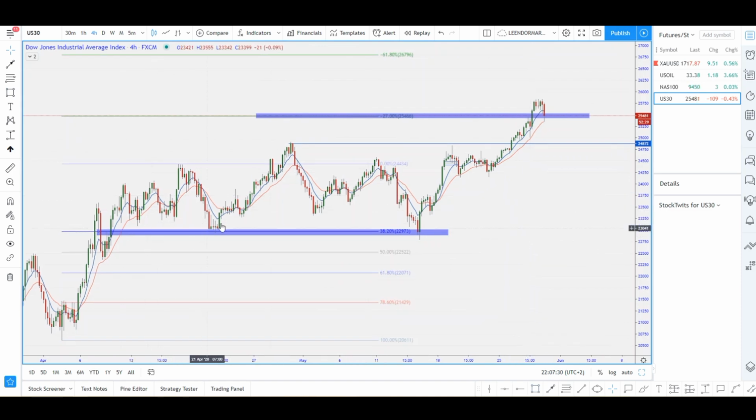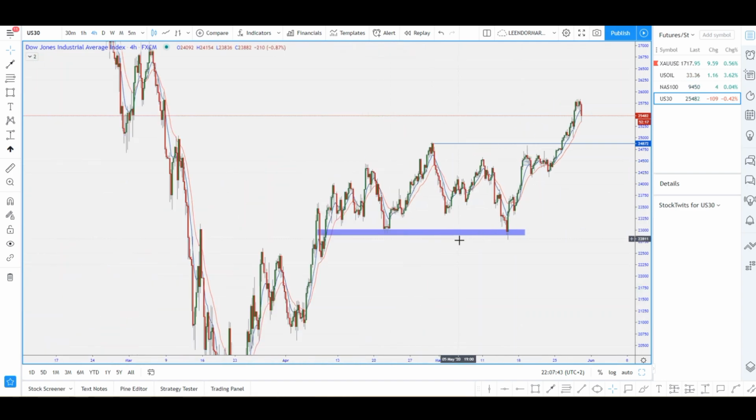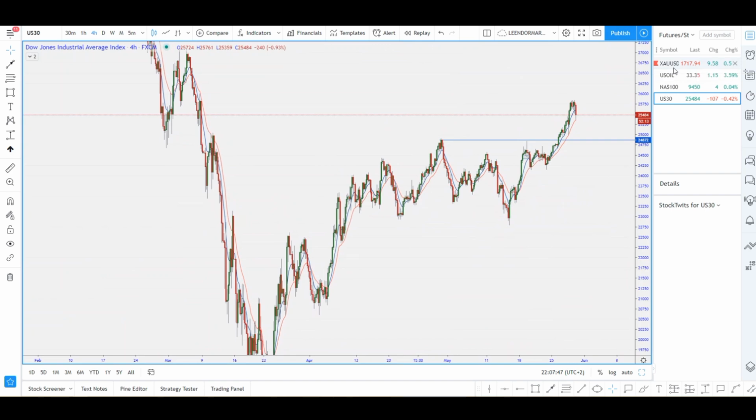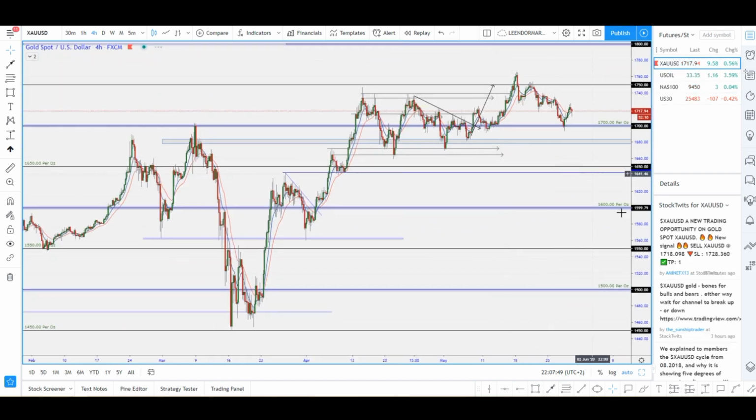So it kept on ranging and ranging and ranging. From there, they pushed out of that range, heading straight to that negative 27 mark. So this would have played out absolutely to the T. So this again proves itself to be a very accurate tool that you can use even on currencies. So I'm going to go to gold. Let's see how this would have worked out.